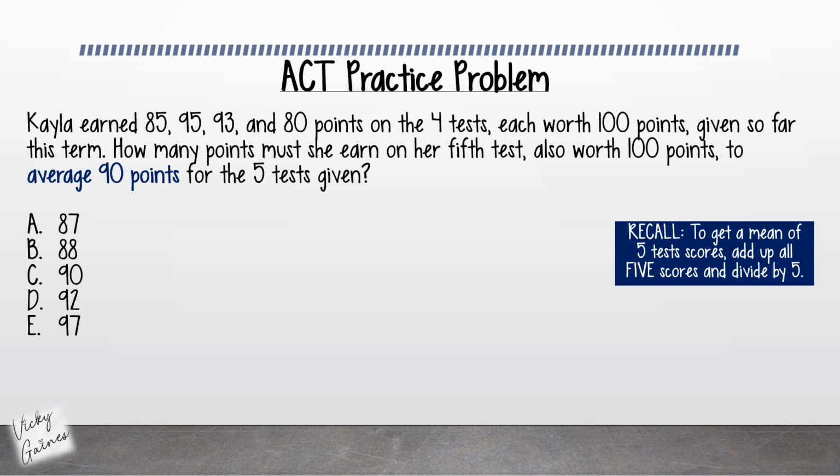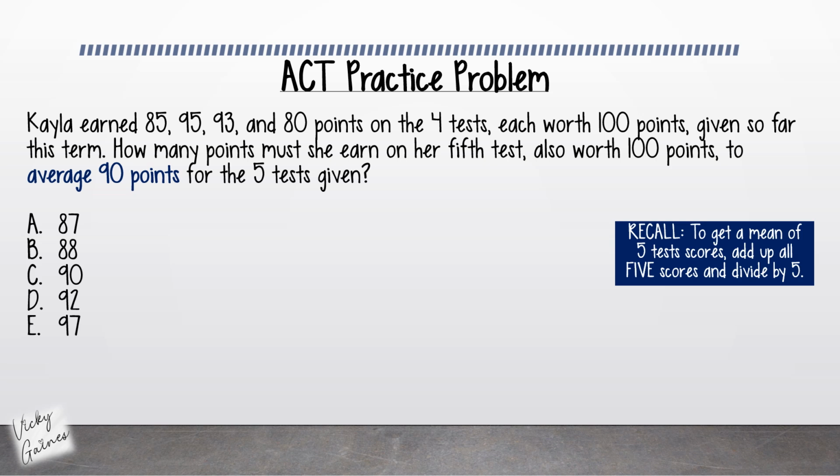ACT practice problem. Kayla earned 85, 95, 93, and 80 points on 4 tests. They're each worth 100 points. That's the tests given so far this term. How many points must she earn on her 5th test, also worth 100 points, to average 90 points for the 5 tests given?